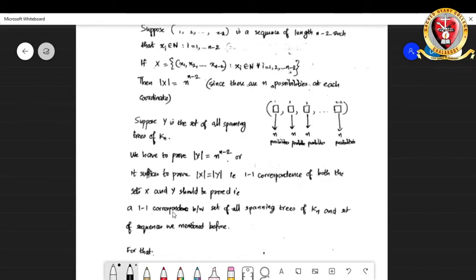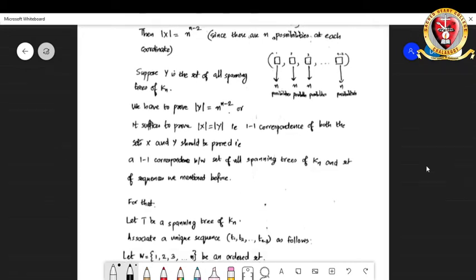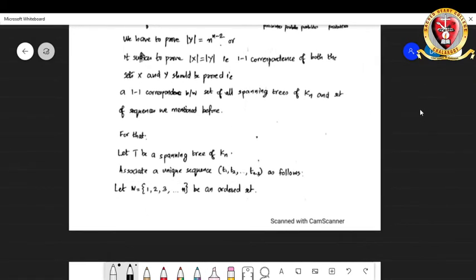That is, there exists a one-one correspondence between the set of all spanning trees of Kn and the set of all sequences we just mentioned before. So we are taking T to be a spanning tree of Kn, and we are trying to associate a unique sequence T1, T2, etc., Tn minus 2 by defining as follows.